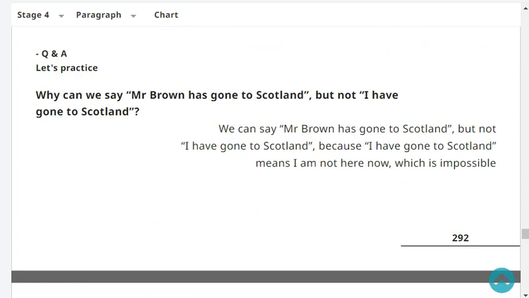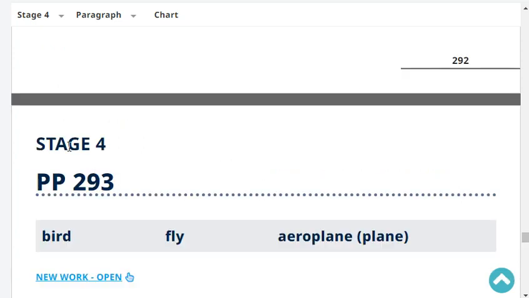Why can we say Mr. Brown has gone to Scotland but not I have gone to Scotland? We can say Mr. Brown has gone to Scotland but not I have gone to Scotland. Because I have gone to Scotland means I am not here now, which is impossible. Very good.